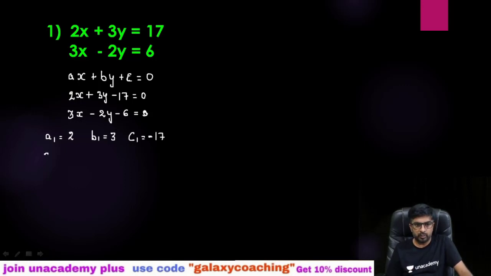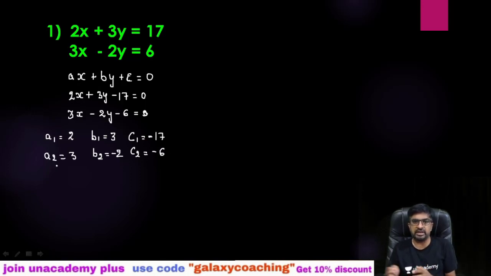Now a2, that is 3, b2, that is minus 2. As I told you, please give more focus on sign, and c2 is minus 6. So first we need to find a, b and c from both these equations.